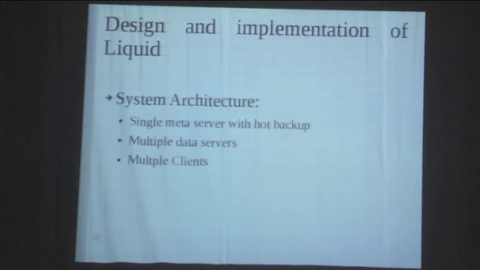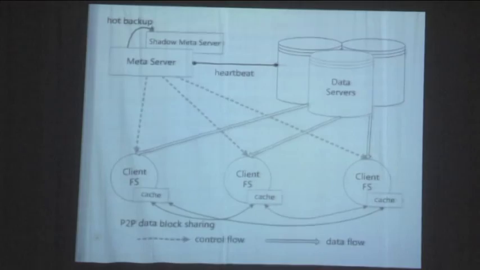Now come to the design of Liquid. Its system architecture is a single meta server with a hot backup, multiple data servers, as well as multiple clients. Now we are seeing the picture of the Liquid architecture. The meta server contains all the fingerprints calculated during the deduplication technique. It also contains other information like namespaces and the mapping from the data blocks to the fingerprints. The data server contains the data blocks, and their replicas are stored in other data servers. The client is a POSIX client.